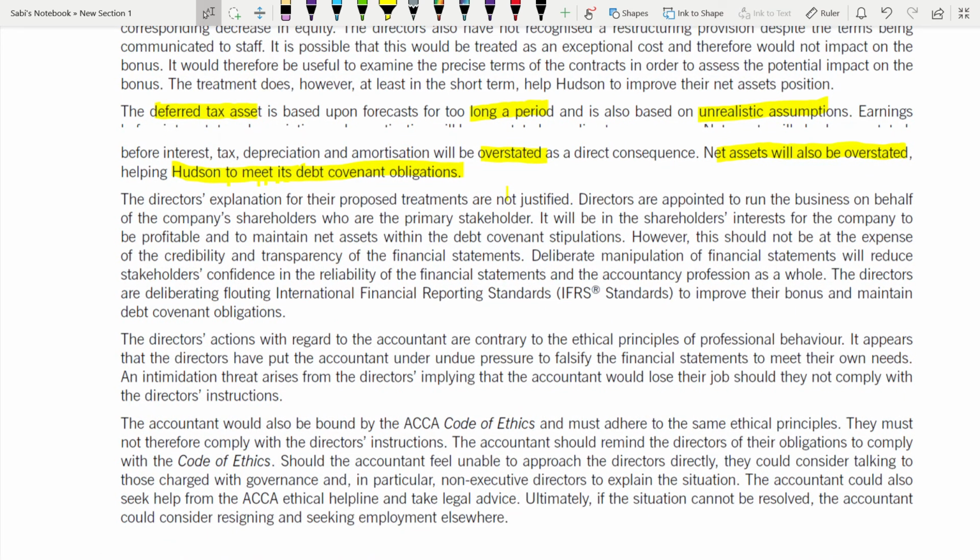So the directors' explanation for their proposed treatments is not justified. Directors are appointed to run the business on behalf of company shareholders, who are the primary stakeholder. It will be in the shareholders' interest for the company to be profitable and to maintain net assets within the debt covenant stipulations. However, this should not be at the expense of the credibility and the transparency of the financial statements. Exactly. Yes, it's true that they are agents for the shareholders, and therefore they have to increase the profit and also the net assets within the debt covenant.